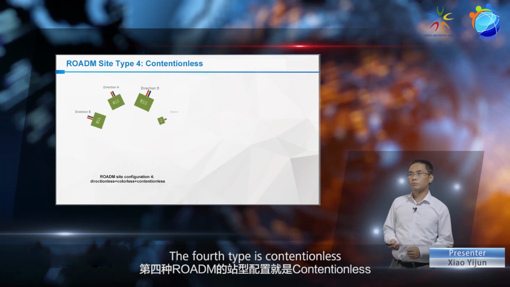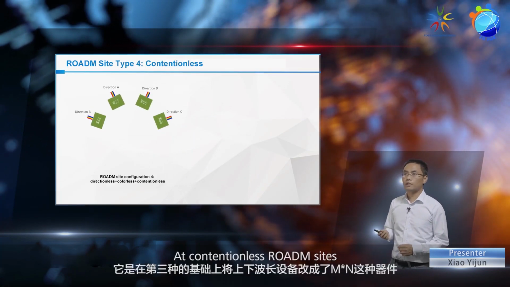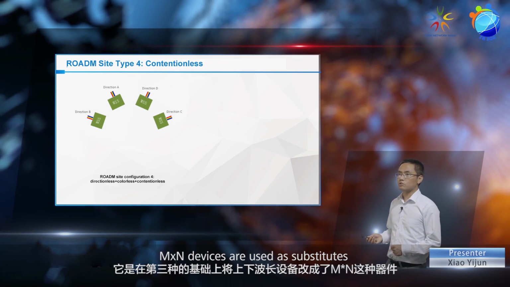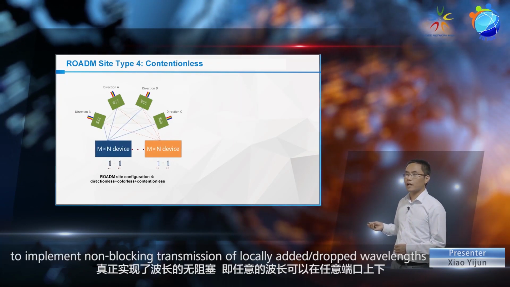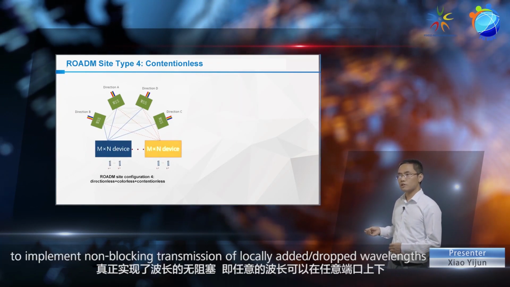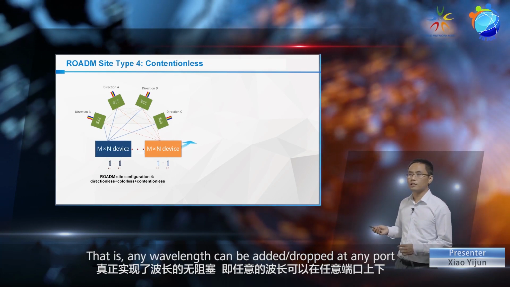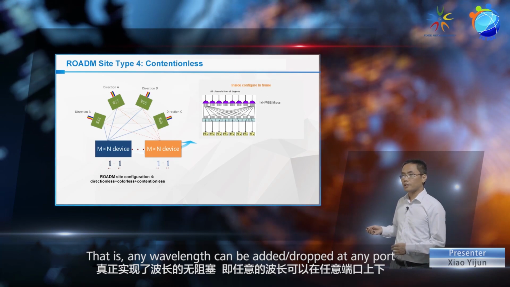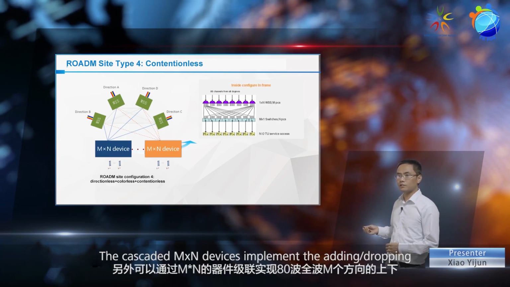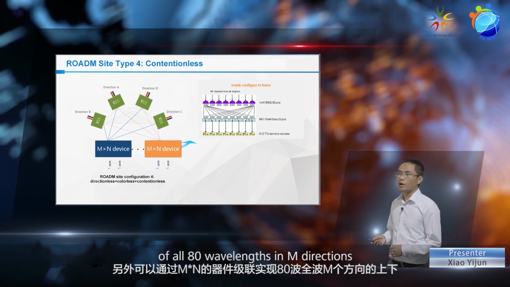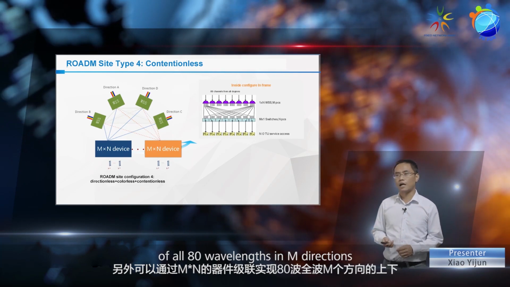The fourth type is contentionless. At contentionless ROADM sites, M/N devices are used as substitutes to implement non-blocking transmission of locally added dropped wavelengths. That is, any wavelength can be added or dropped at any port. The cascaded M/N devices implement the adding-dropping of all 80 wavelengths in M directions.